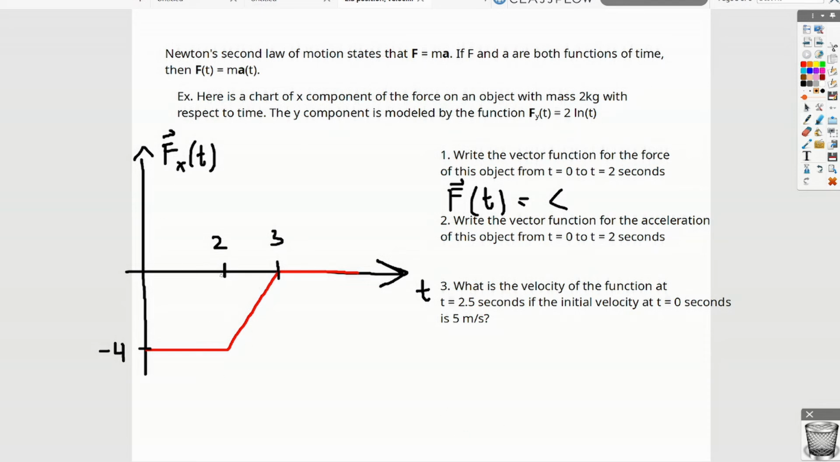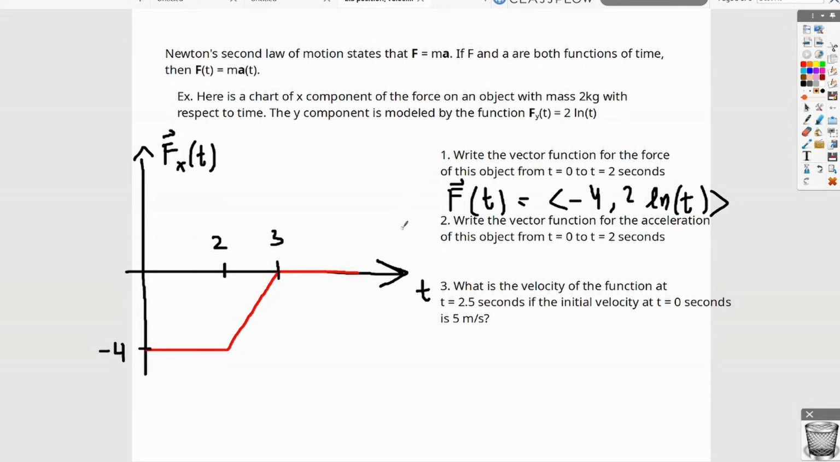So from 0 to 2 seconds, where this is t in seconds, it's just -4. So that's all I have to write down, it's just -4. And then y is 2 times natural log of t. So that's the x component and the y component, right?